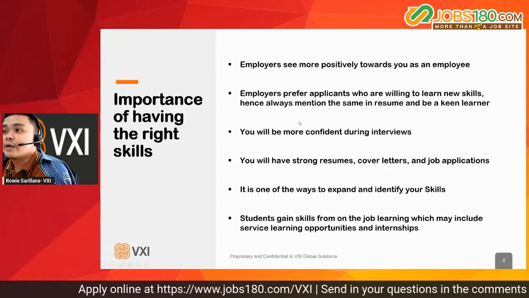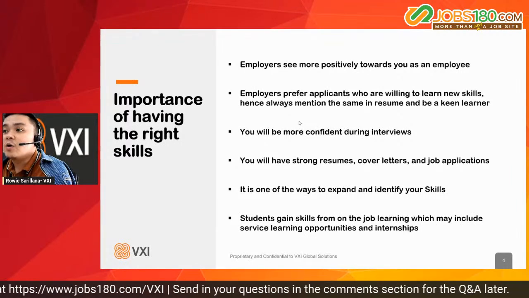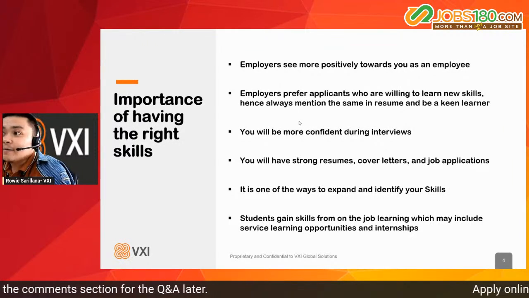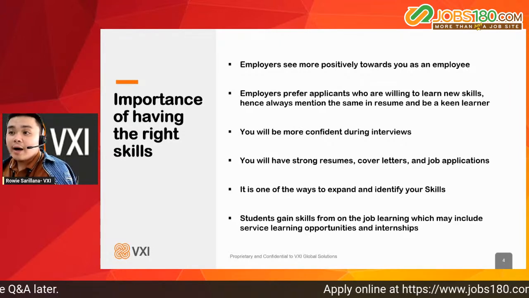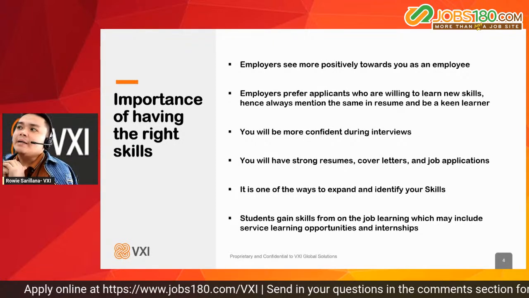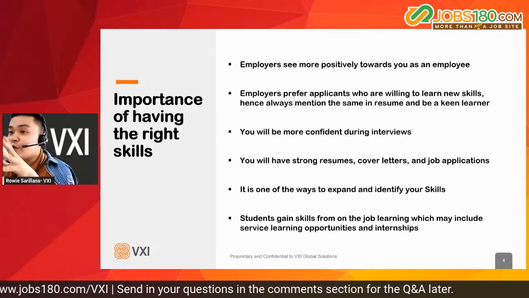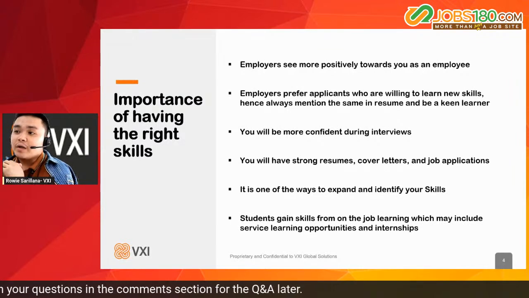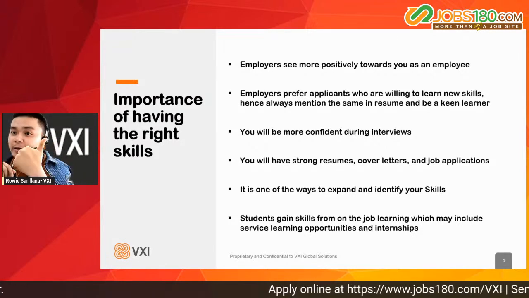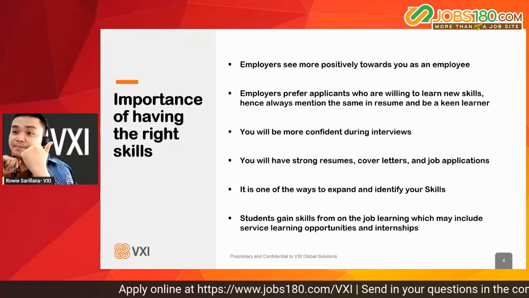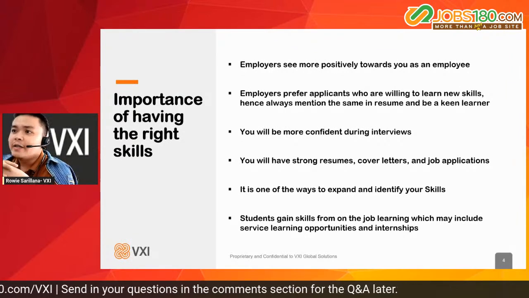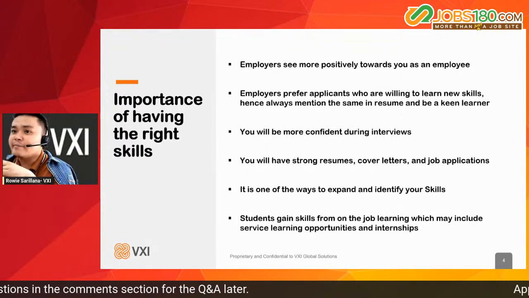Moving on. Employers prefer applicants who are willing to learn new skills. Hence, always mention the same in your resume and be a keen learner. Guys, my tip is that you should know how to empty your cup, if you know what I mean. Emptying your cup means being humble, being open, right, for new things to be learned. Right now, guys, when you are a student, you are learning because there are three stages of learning, right? If you don't mind me adding it, learning is the first stage, second is unlearning, and the third stage is relearning. What's the difference? Learning, as a student, you learn new things. You're like a sponge that absorbs everything. Not everything, but some, right?